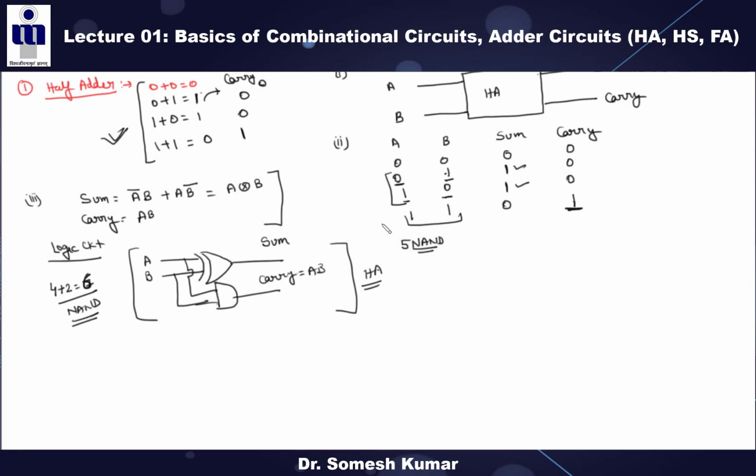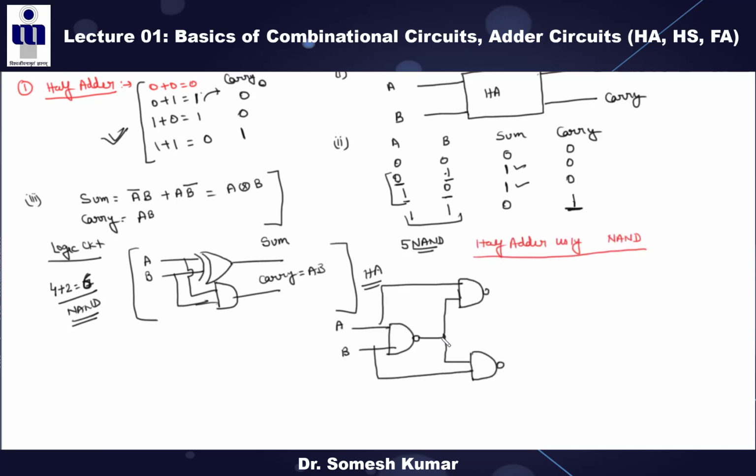How? See, you know how to implement the XOR gate from NAND gates, right? What is the output here at this node? AB whole bar, right? And what is the output here, what is this Y? This is the circuit for your XOR gate, right? So this is your A XOR B, and this is your sum.